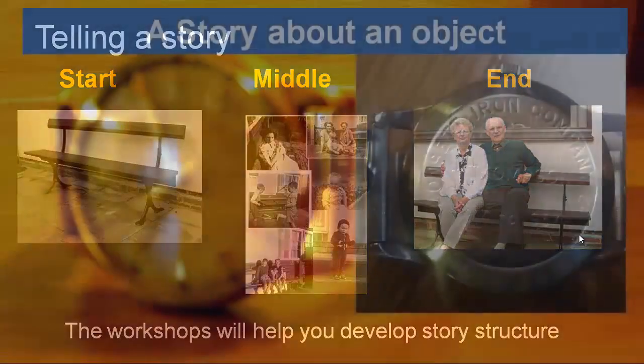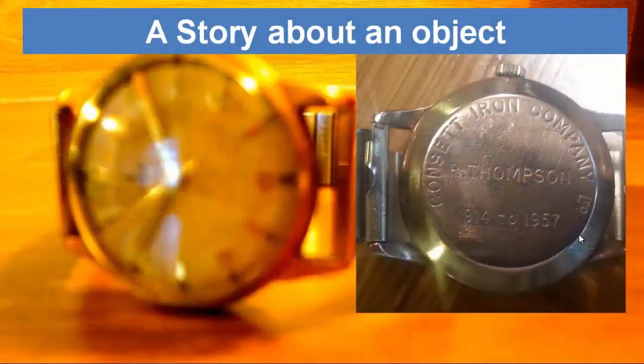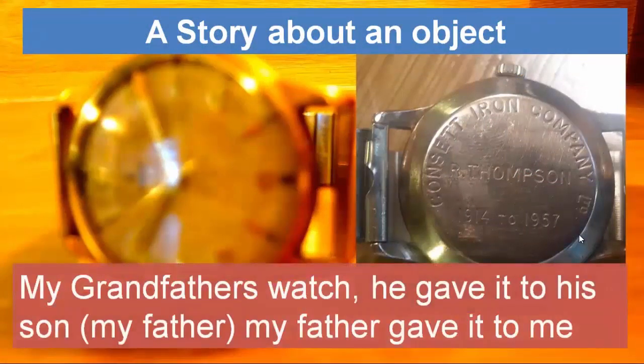by other people. Here's an example of an object that we could tell a story about, and basically the story is it's my grandfather's watch, which he gave to his son, my father in fact, and my father gave it to me. That's a very short story and wouldn't really hold people's attention. We'd need to draw out more information, more interest in the story. And I can think of several things that I could add to this story.